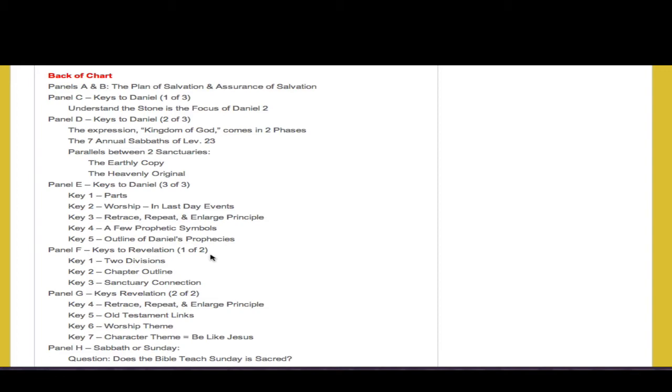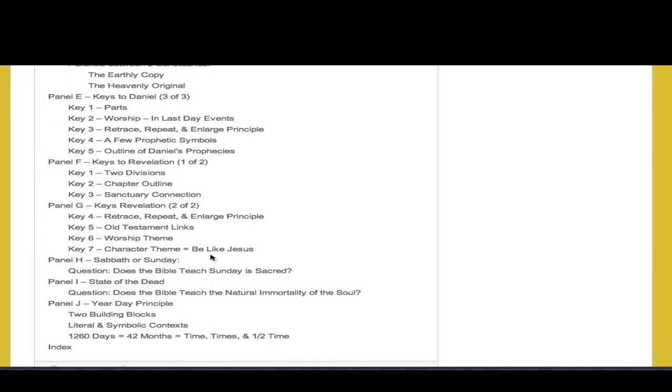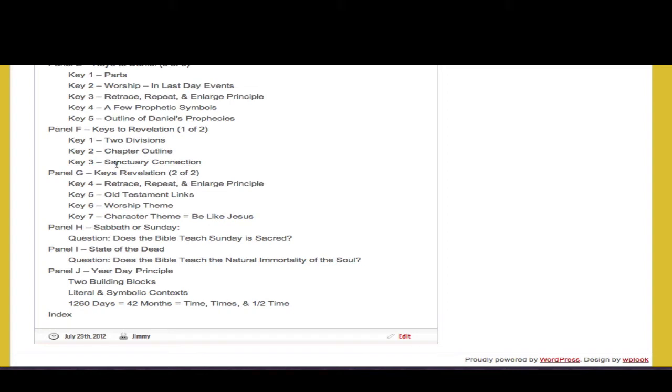Next, we have 2 panels for Revelation, panels F and G, and they cover 7 keys. Again, this is not an exhaustive list of things you can find in the book of Revelation to explain the beauties to be found there. These are simply 7 that I have picked that help me explain the book of Revelation more easily.